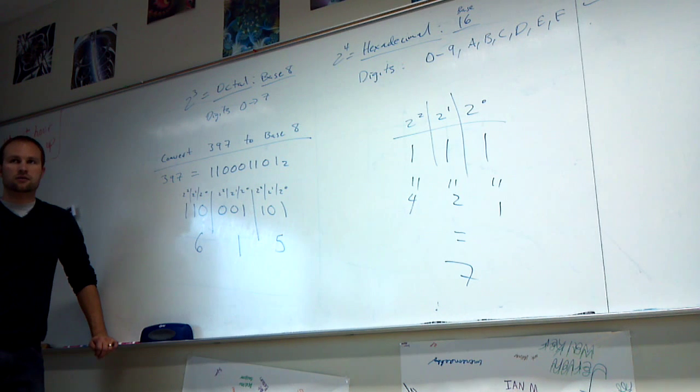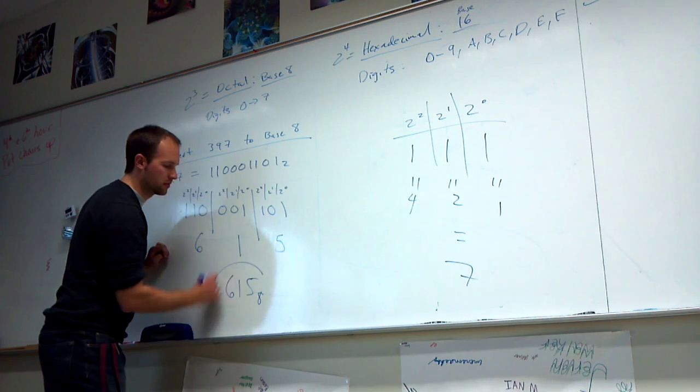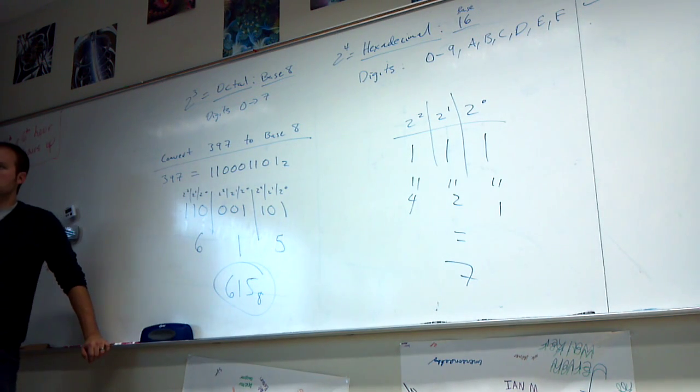And then you have base 8. Let's say I just forget about the exercises that you did. If you take 8 to the second, that's 64. Does 64 go into 397 6 times? Yes.